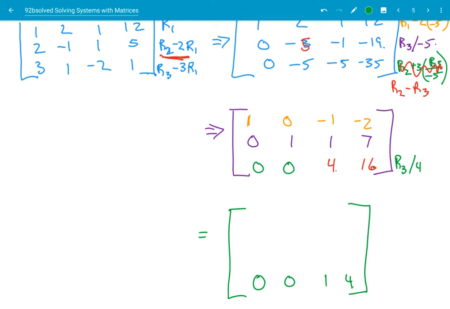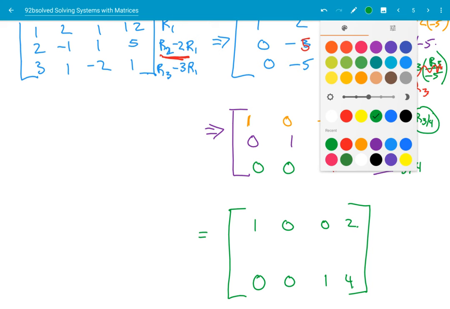Now I'm going to take row 1 and add row 3 over 4, right? Because I've already worked that out. So I get 0, 0. And now I'm adding that. Oops, I get the 1. 1, 0, 0, and 2.